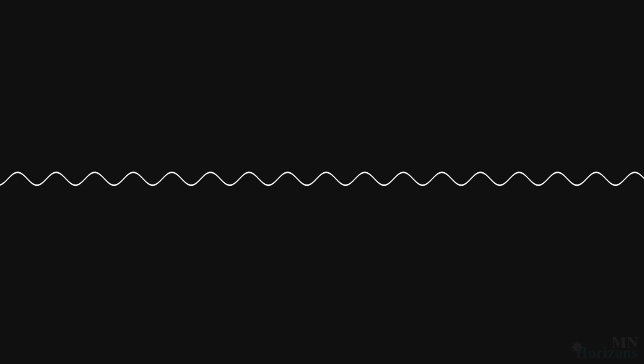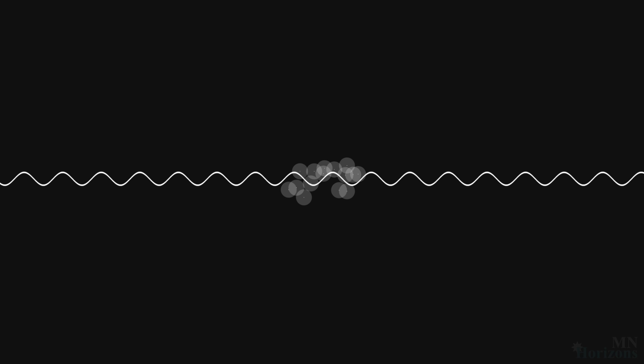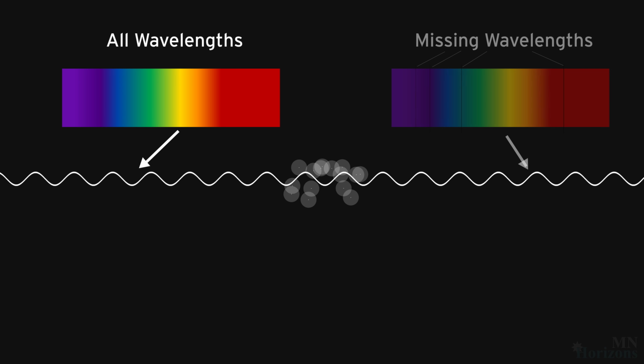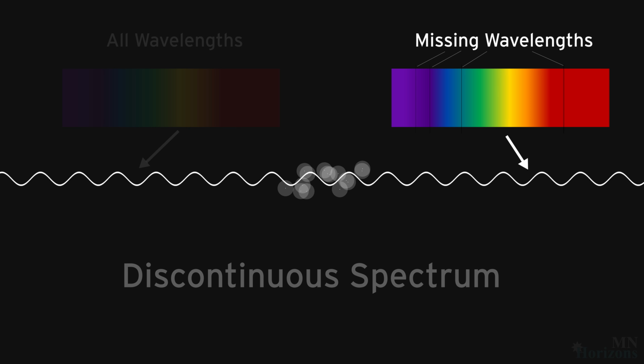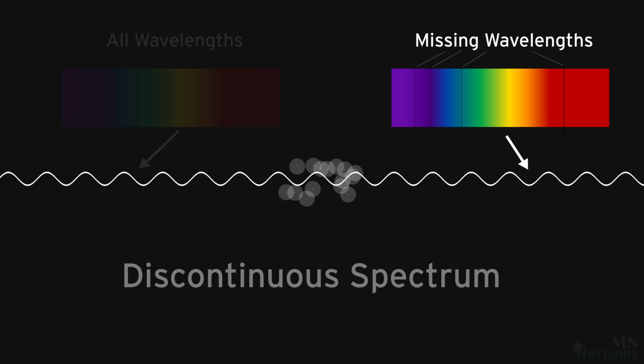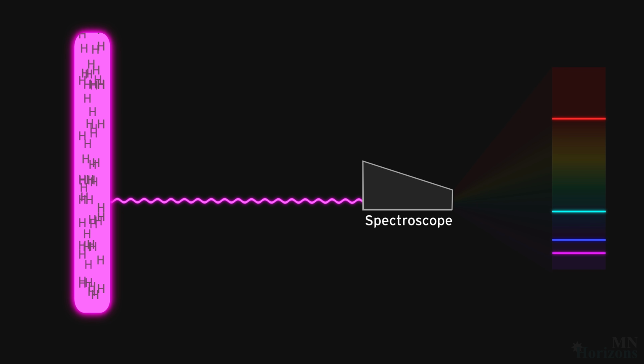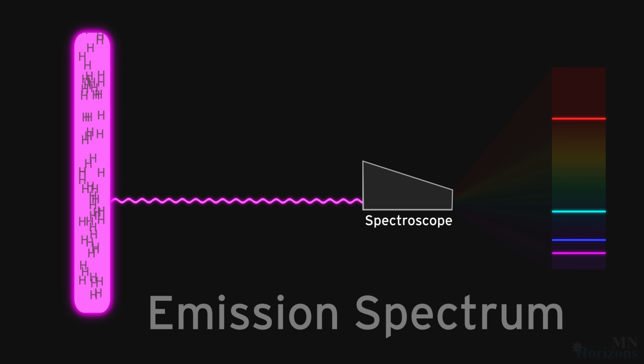When light interacts with individual atoms in a low-density gas, the spectrum is no longer continuous. Instead, only specific wavelengths appear. This produces a discontinuous spectrum, where some colors are present and others are missing. One way this can occur is when atoms release light directly. In this case, the spectrum appears as bright colored lines against a dark background. This pattern is called an emission spectrum.